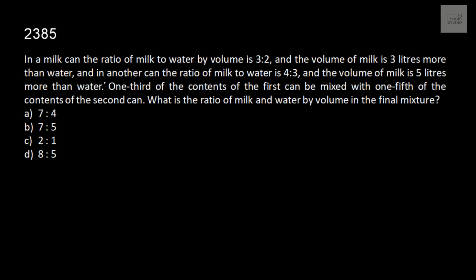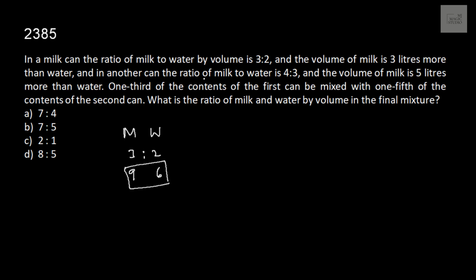In a milk can, the ratio of milk and water by volume is 3:2. And the volume of milk is 3 liter more than water. This is 3 liter more than water, means 3 into 3, this should be 9, and 3 into 2, this should be 6. That is the actual volume.